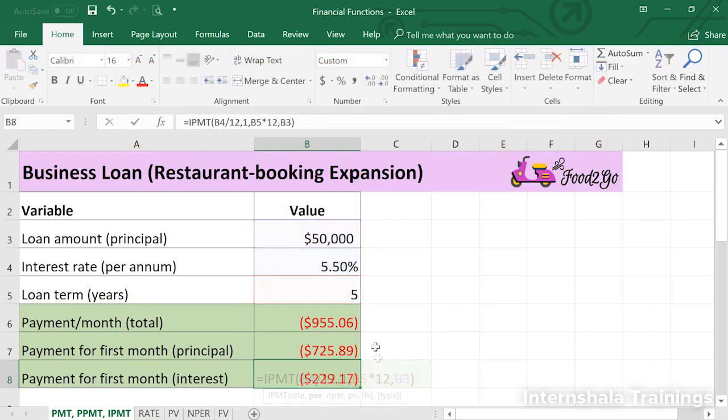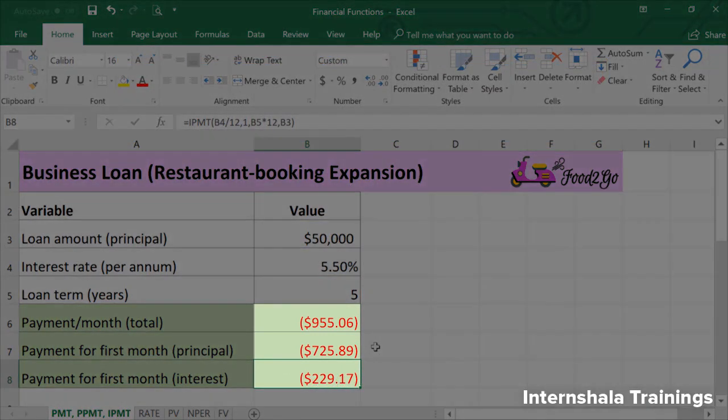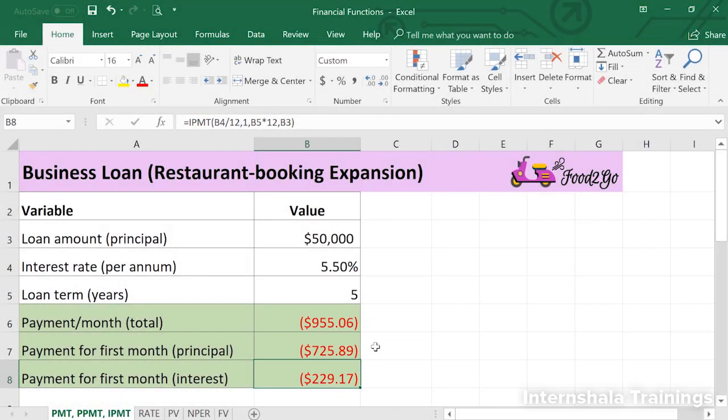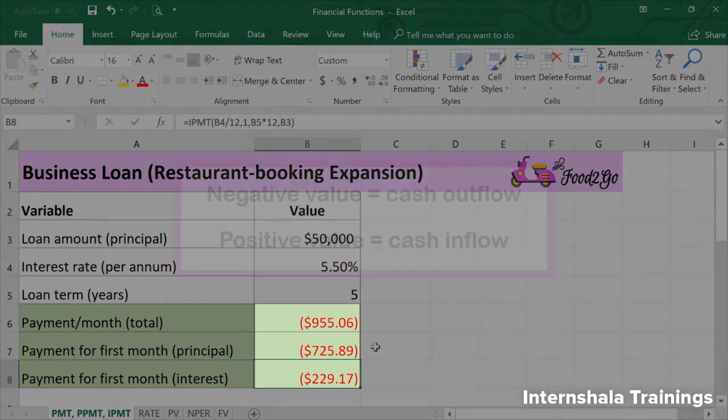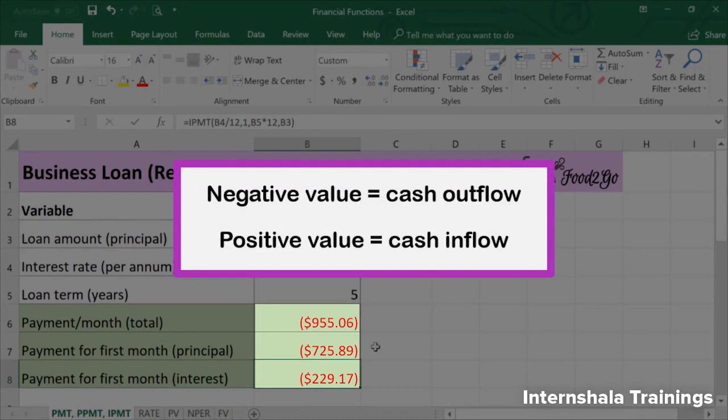Before we move on, notice that our results for all three functions are displayed in red and within brackets. In Excel, this is how negative values are displayed following accounting conventions. Now, the reason we get negative values is because we entered a positive value for the principal loan amount. Therefore, Excel calculates the value of payments required to bring this PV value down to 0. We end up with negative payments like this, which are essentially deductions and make sense because they are cash outflows.